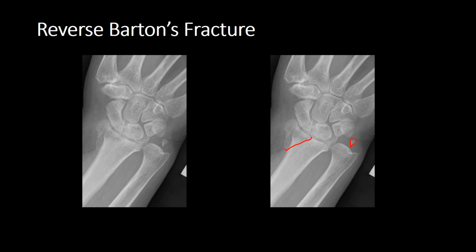And here we have a reverse Barton's fracture. If you remember, the head of ulna should be at the same level as the radial articular surface, and we can see that actually the radial articular surface is slightly proximal to the head of ulna, and so there is significant overlap at this fracture site on this patient. That's something to consider, because that will need to be reduced back into the correct position.